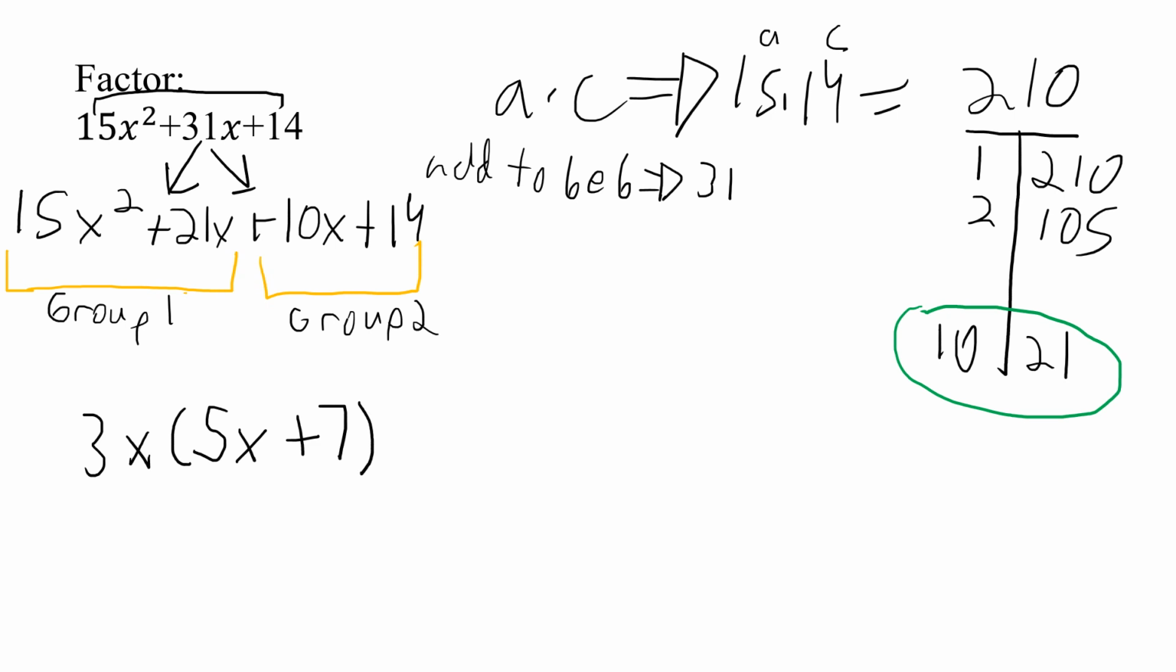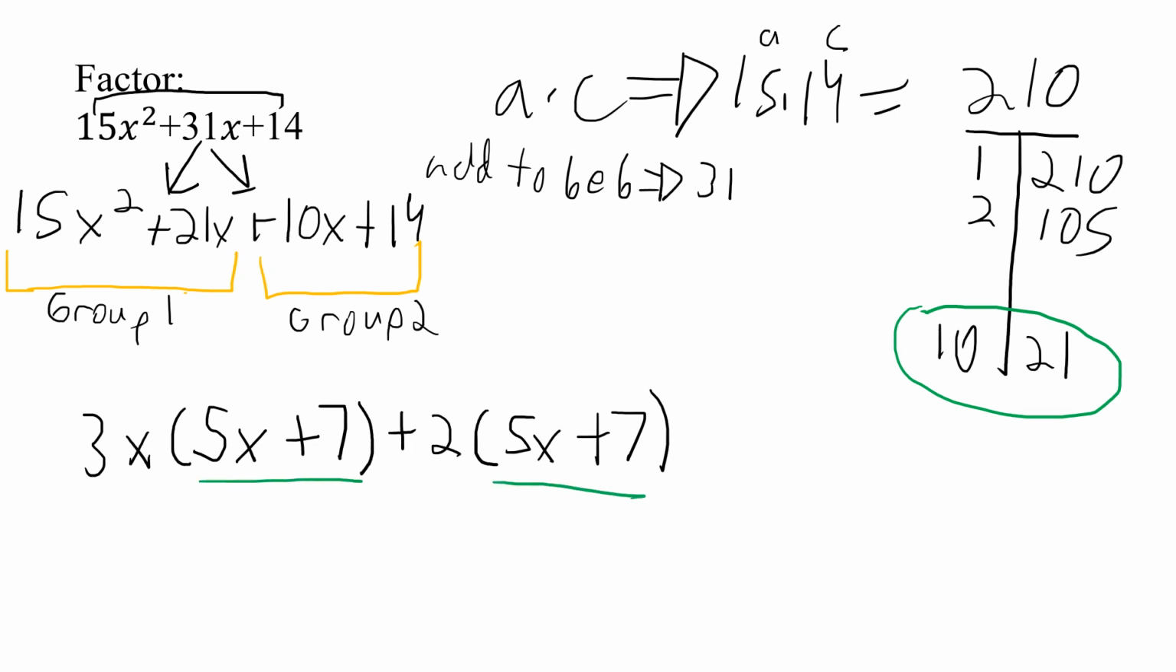All right. Next, 10x and 14. Is there anything in common with the 10x and 14? Well, certainly no x's because 14 has no x's. But we can take out a positive 2. And when we take out a positive 2, 10 over 2 would be 5. That x stays. 14 over 2 would be 7. And check it out. We got the same thing here as we did here.